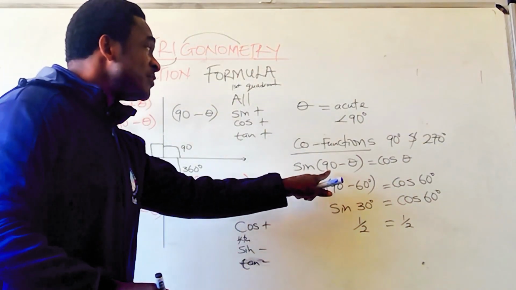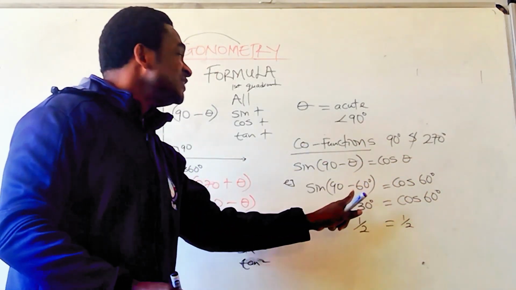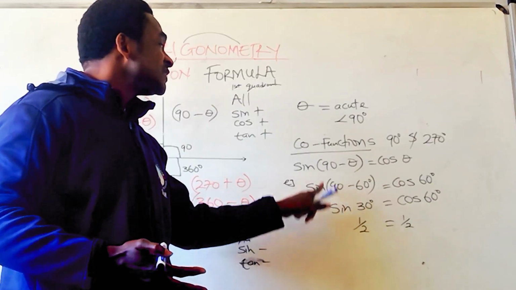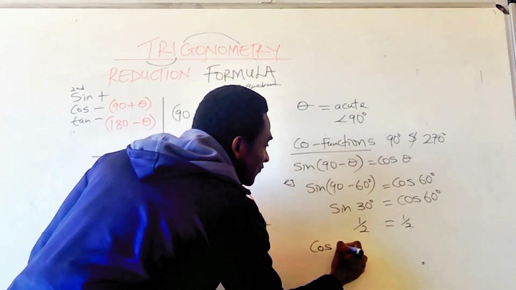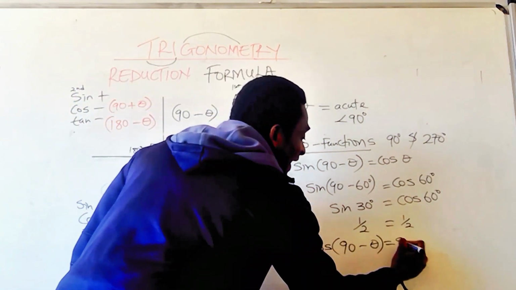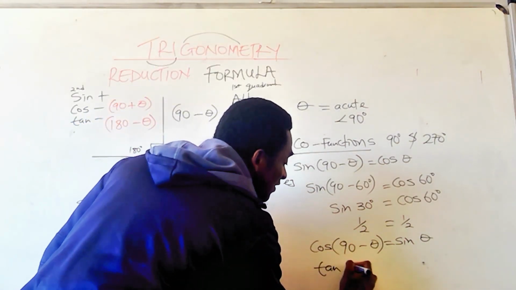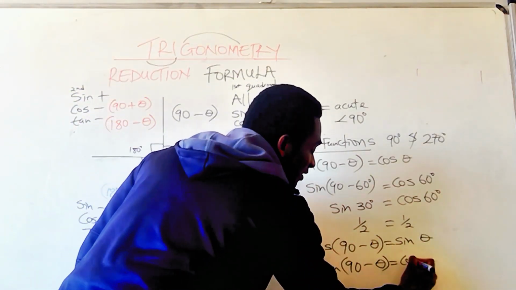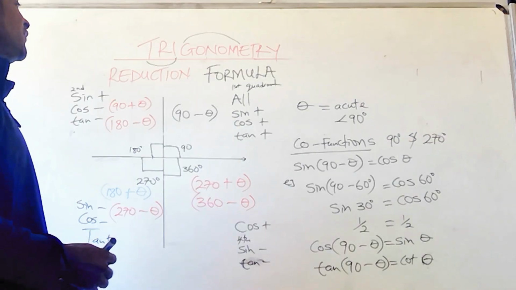So the reduction formula helps us to get a reduced version of what we are dealing with instead of dealing with bigger values. So the cofunction of sine of 90 minus theta is cos of theta. For cos of 90 minus theta, the cofunction becomes sine of theta, because cos is positive, sine will be positive. And then tan of 90 minus theta becomes cot of theta. So these are the cofunctions for the first quadrant.